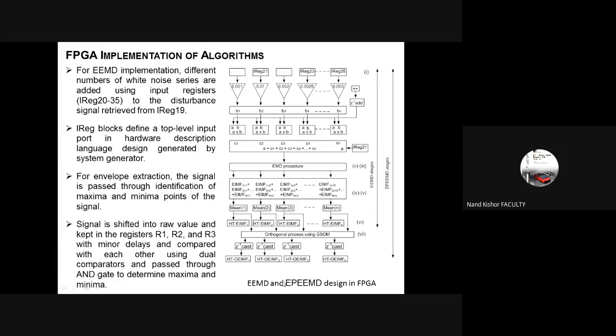The more advanced one is the energy preserving part. There are some additions in the steps, and that is also included after this one. So before applying the Hilbert transform on each IMF, we go for orthogonal decomposition here. And then finally, we apply the Hilbert transform on the orthogonally decomposed assembled IMF here. And that completes your EPEMD stage. So we have the EMD stage and the EPEMD stage implemented in your complete FPGA blocks.